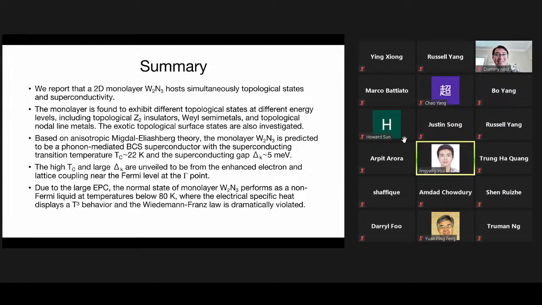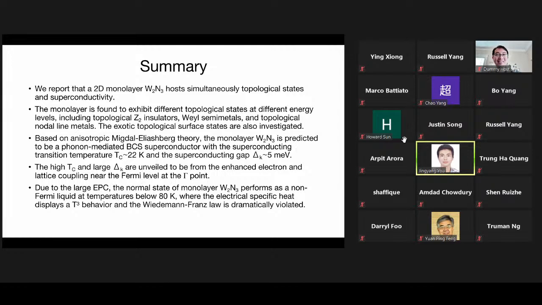Both the superconducting transition temperature and the superconducting gap are the highest reported in the 2D superconductors. It's exfoliated from its bulk, is one of its bulk material. The high superconducting temperature and the large superconducting gap are unveiled to be from the enhanced electron phonon coupling near the Fermi level at the gamma point.